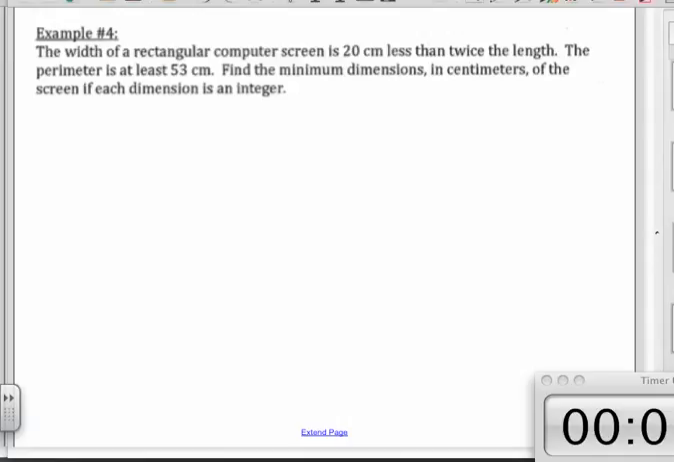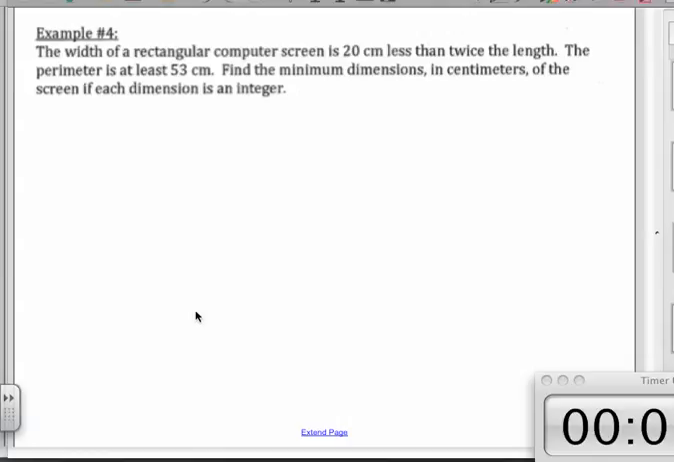All right? Let's look at this first one. It says the width of a rectangular computer screen is 20 centimeters less than twice the length. Is that an inequality or is that an equation? That's an equation, right? It says it is this. Okay. Well, let's write that equation for us, guys. We're going to use width and length, right? W and L. Okay. So how can I write an equation for this first piece of information?